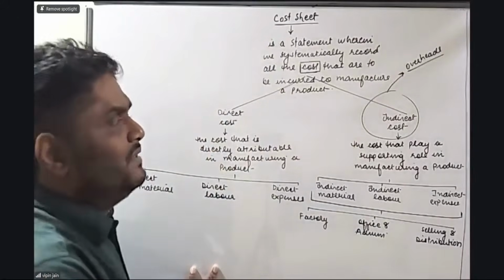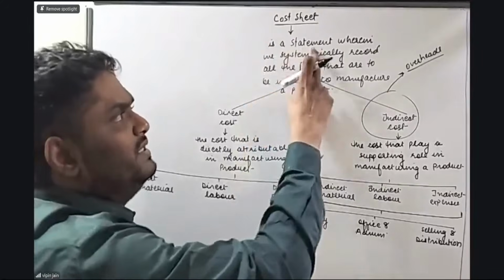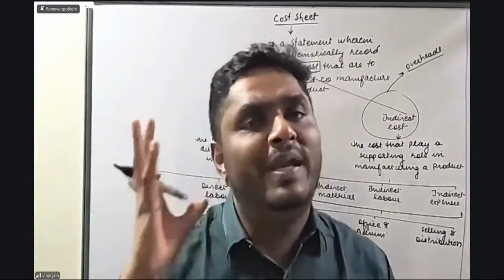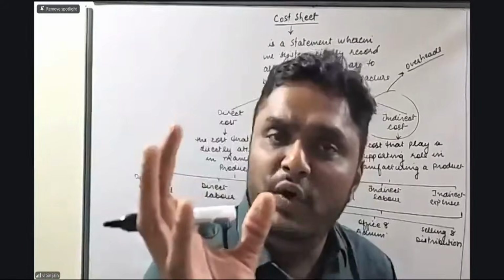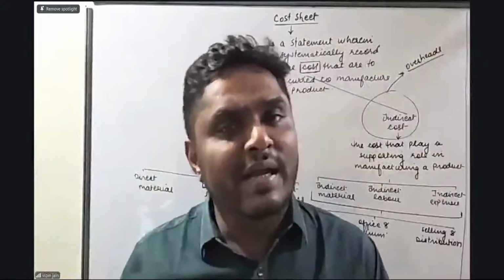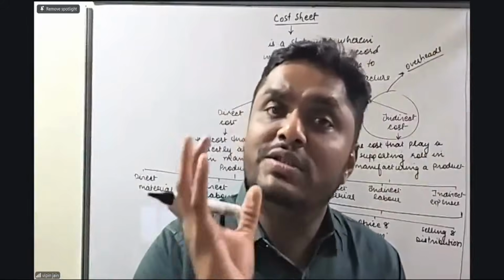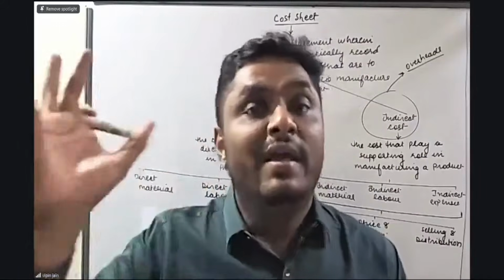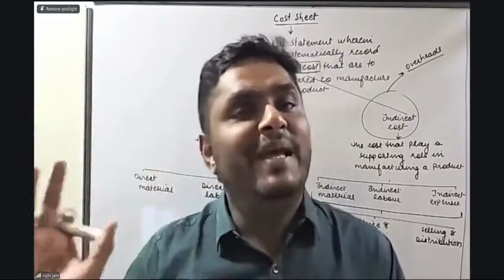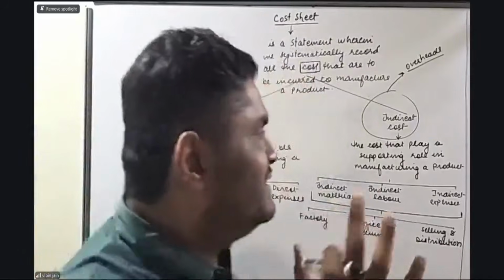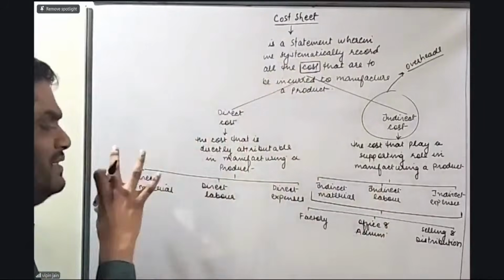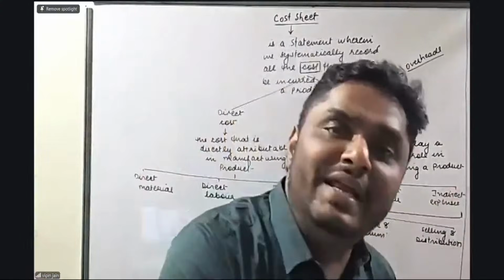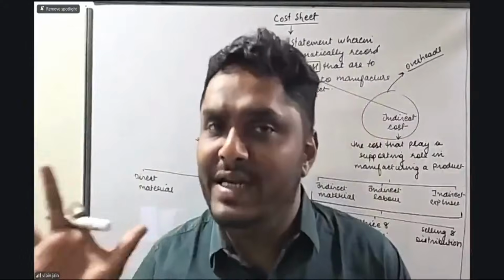So we started with cost sheet. Cost sheet is a statement wherein we systematically record all the costs that are related to manufacture a product. Cost can be two parts: direct cost, indirect cost. When talking about direct cost, the cost that is directly attributable in manufacturing a product is direct cost. Indirect cost, the cost that plays a supporting role in manufacturing a product is indirect cost. Direct cost covers direct material, direct labor, direct expenses. Indirect cost covers indirect material, indirect labor, indirect expenses.